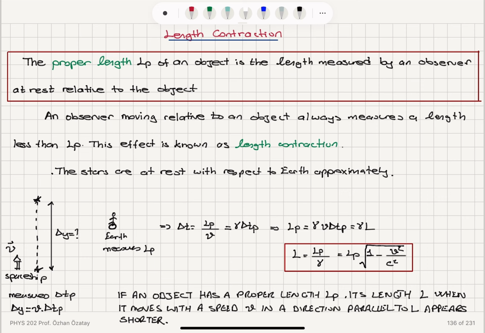Now, how about the length measured by these two observers? The proper length of an object is the length measured by an observer at rest relative to the object. So that's the observer that is measuring the proper length. If we have an observer moving relative to an object, this person always measures a length less than the proper length. This effect is known as length contraction. And the stars are at rest with respect to Earth approximately.